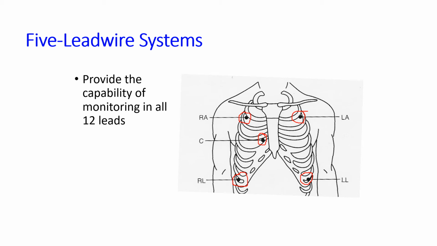So for your 5 leads, again, don't put them on arms because your arms move and that's going to cause artifact. So put your leads in good position, especially your V1, and you'll get better views of the heart.